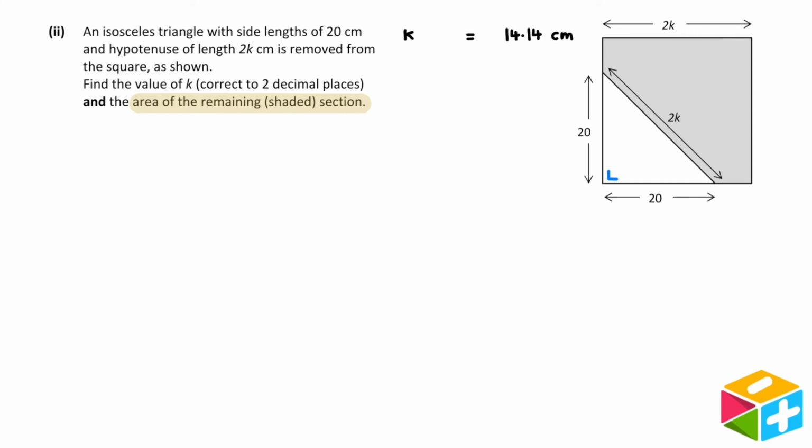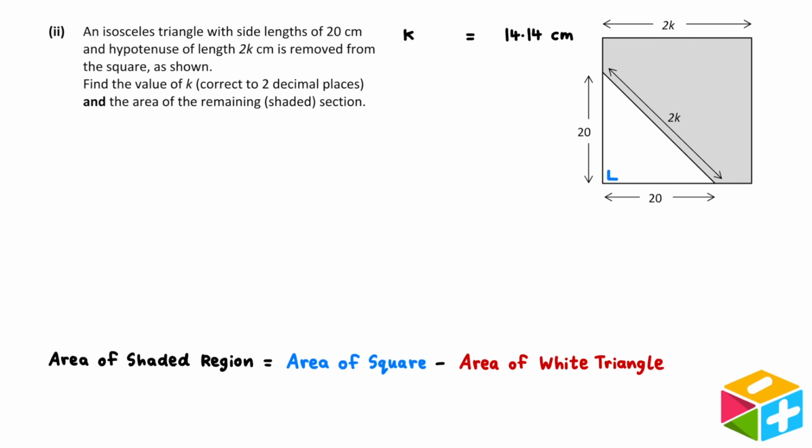As well as finding k, we are asked to find the area of the remaining shaded section. Well, looking at our picture, the shaded section is what we get when we start with the square and remove the white triangle. So the area of the shaded section will be the area of the full square minus the area of the white triangle. So the strategy here will be to find the area of the square and find the area of the white triangle and then subtract them away.